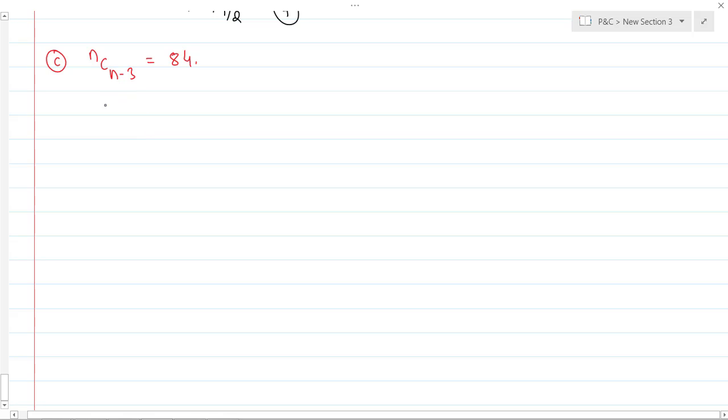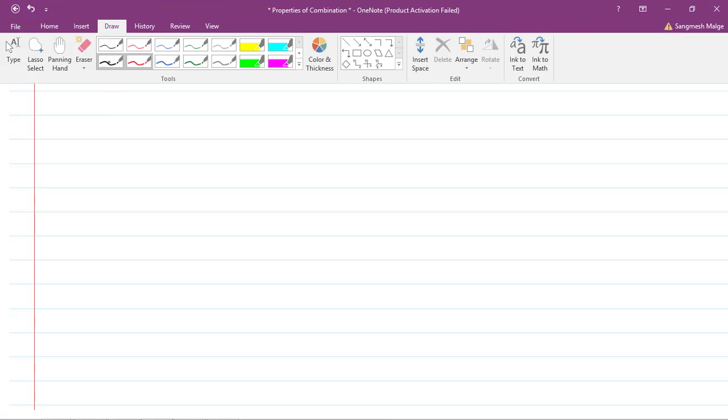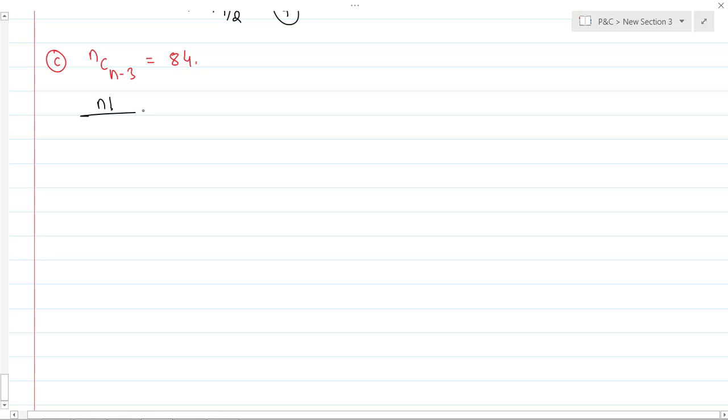Okay, so by definition we can write it like this: n factorial upon n minus 3 factorial into n minus r, so n minus n plus 3 factorial, is equal to 84. So this n gets cancelled. What is remaining is n factorial divided by n minus 3 factorial into 3 factorial. This is equal to 84.